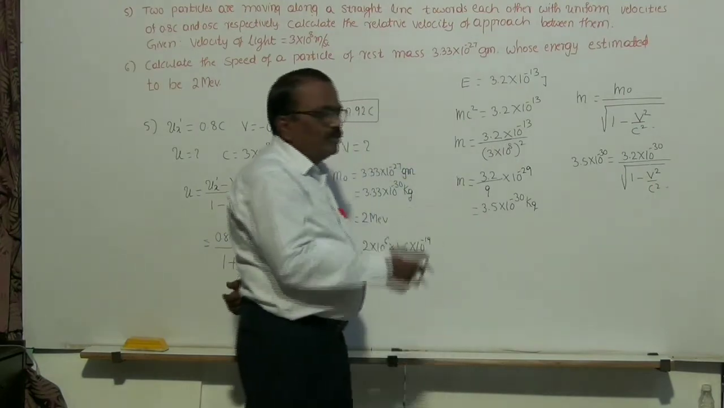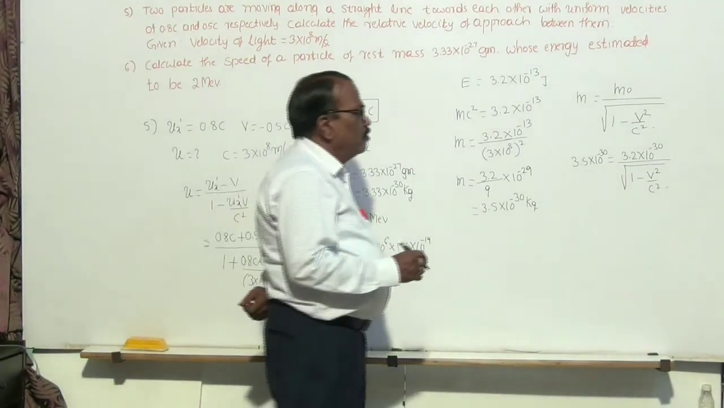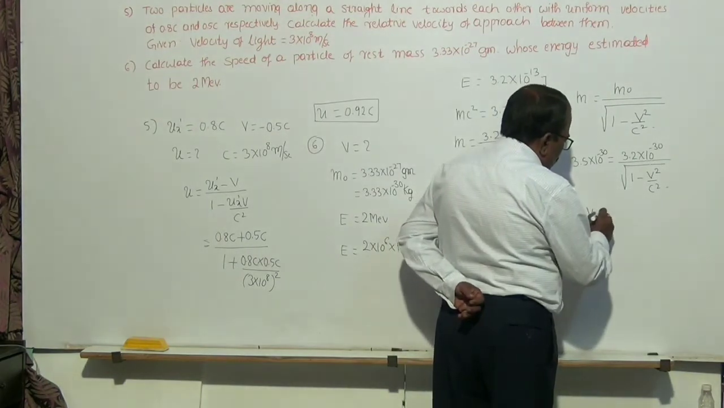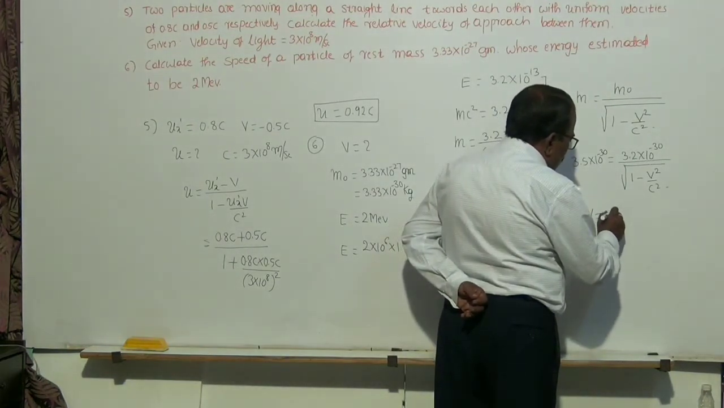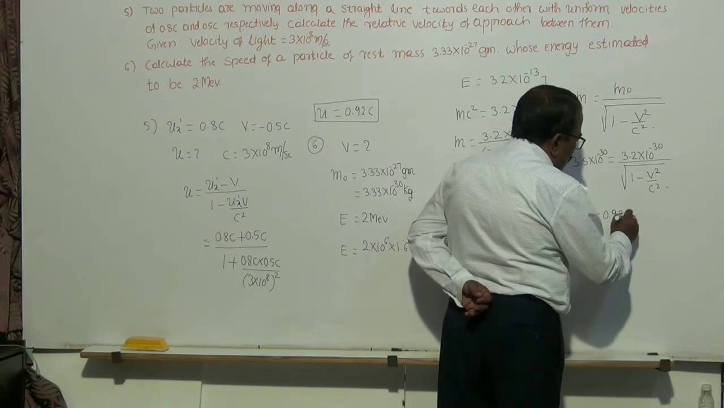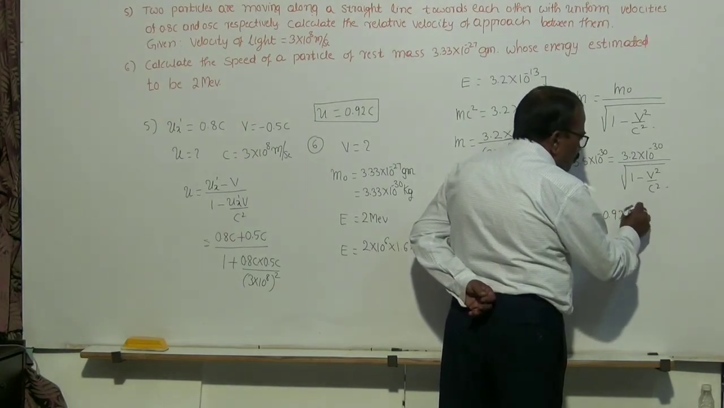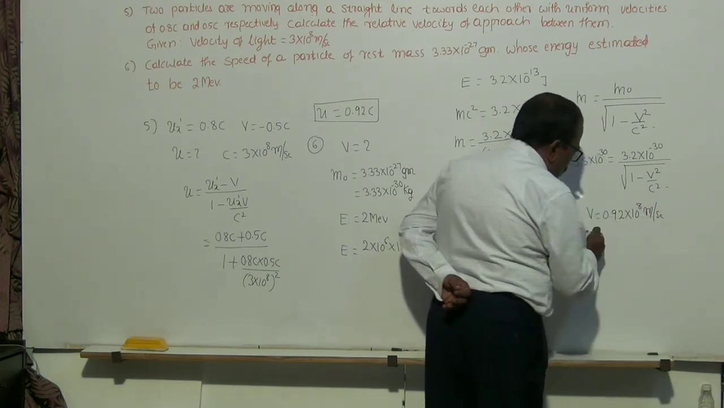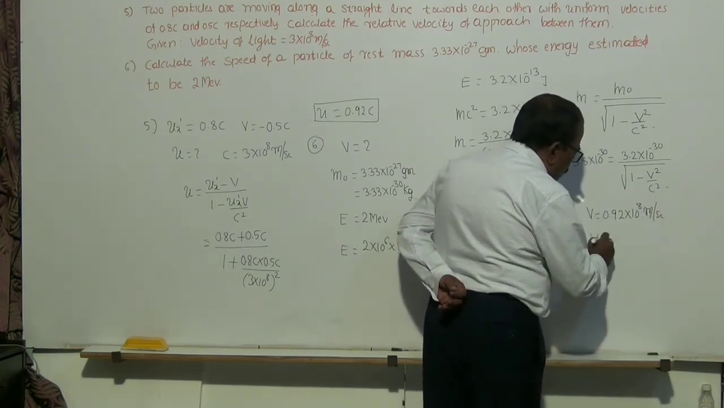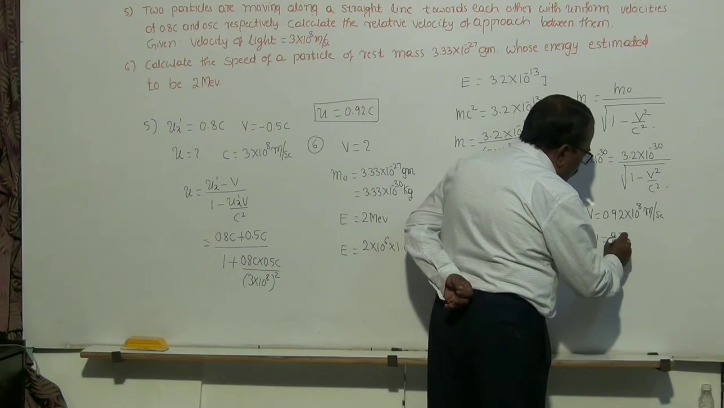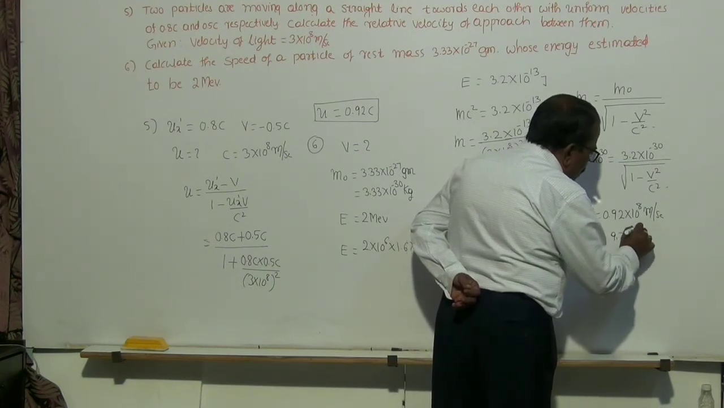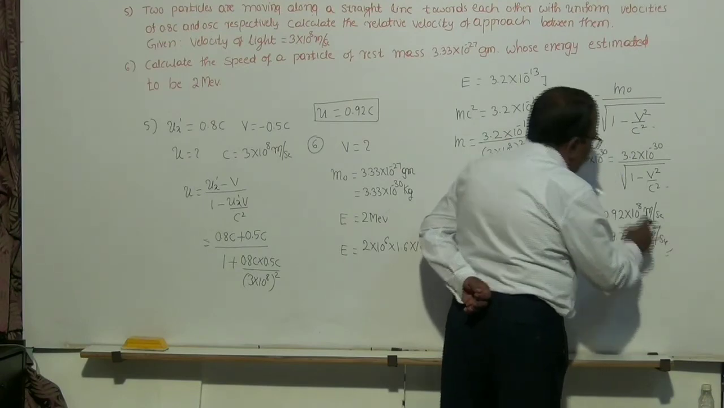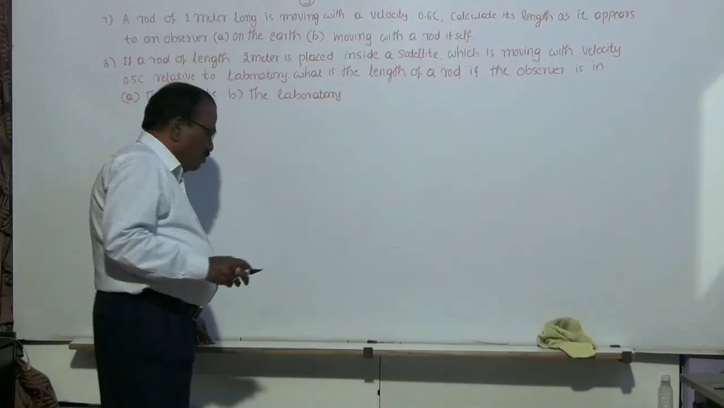If you simplify this equation, you are going to get this v as 0.92 into 10 raised to 8 meter per second, or your v is 9.2 into 10 raised to 7 meter per second. You calculate this at home.